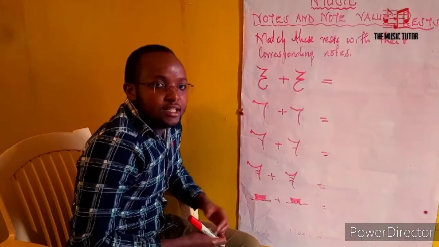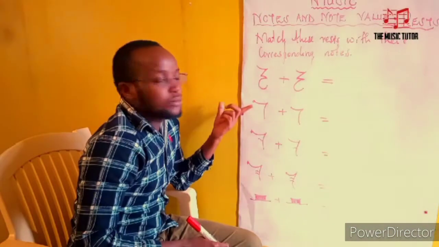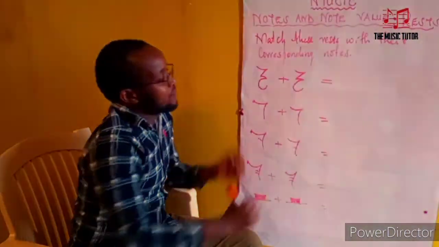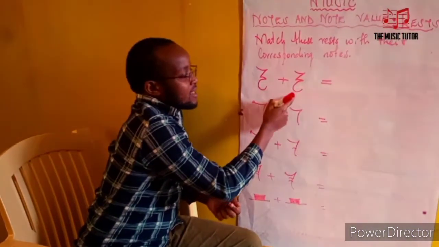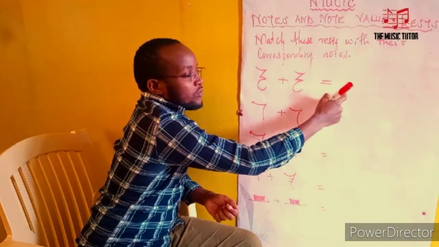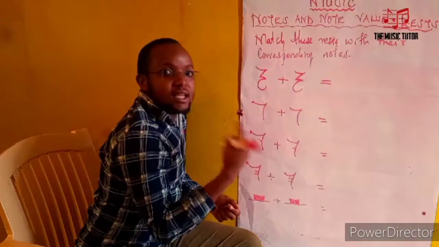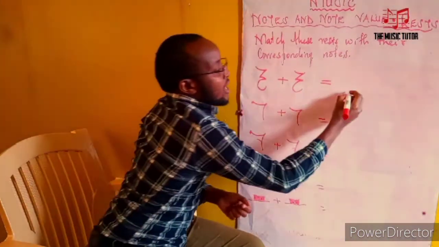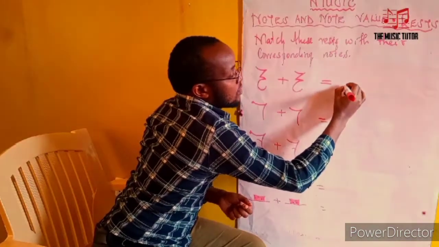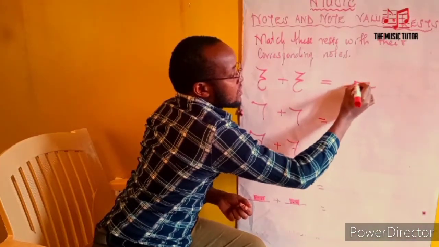In the second exercise, I would like us to match these rests with their corresponding note values. In this manner, this rest plus this rest adds up to a particular value of a note here. This is a crochet rest plus a crochet rest adds up to a minim beat. That is a minim value of a rest. So we write a proper heart, the rest of a minim.